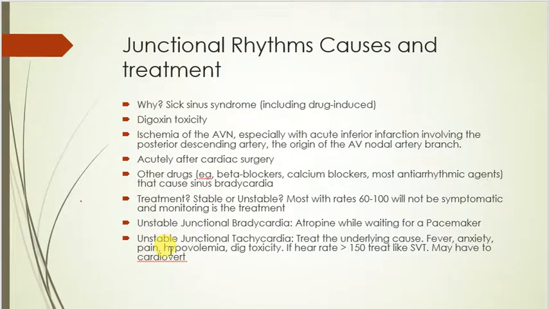So if you have an unstable junctional tachycardia, if it's fast, the atropine will not help. So you have to treat the underlying cause, and most of the time it's fever, anxiety, pain, hypovolemia, digitalis toxicity. If you have these high heart rates, you may have to cardiovert them, versus atropine and a pacemaker when it's bradycardia.